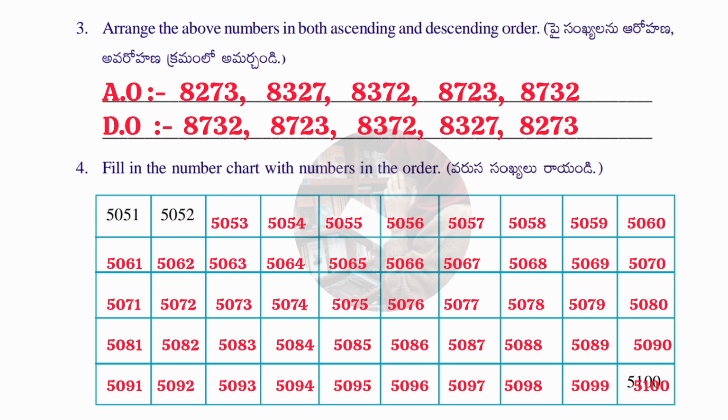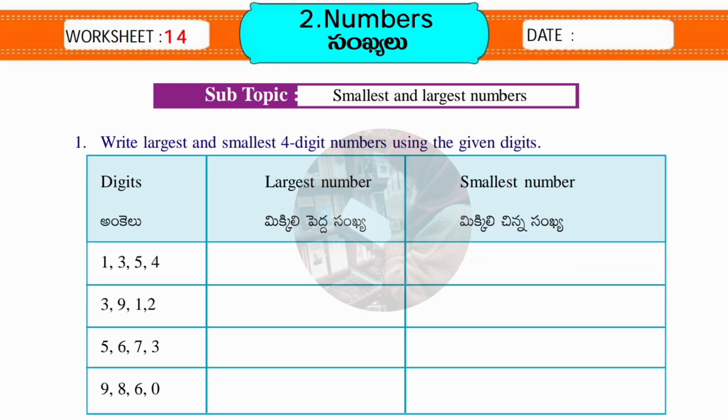Okay. Now we'll move to the next worksheet, that is worksheet number 14. Here the subtopic is smallest and largest number. Okay, let's see first one. Write largest and smallest 4-digit number using the given digits. Okay, here one box is given in which we have 3 columns: digits, largest number, smallest number. So by using the digits we have to make one largest number and one smallest number. How will you do it? By picking the biggest digit first, you can make the largest number. By picking the smallest digit first, you can make the smallest number.